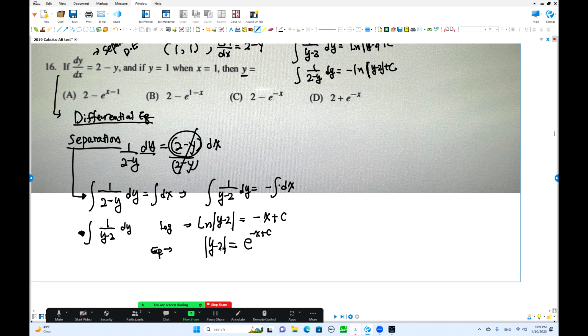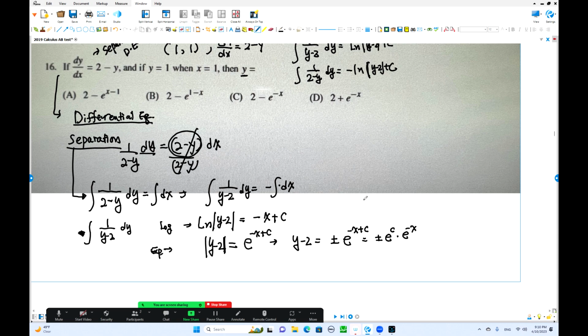Now there is absolute value plus minus, so we can eliminate the absolute value. Now we got y minus 2 is plus minus e to the negative x plus c. So we're going to put this number c out: e to the c times e to the negative x, isn't it?